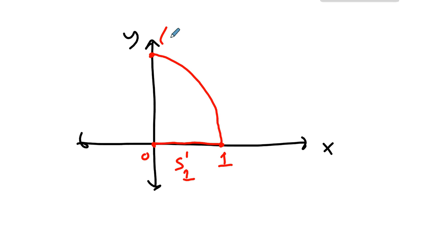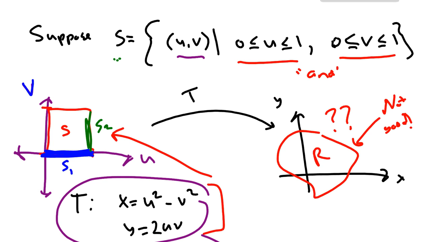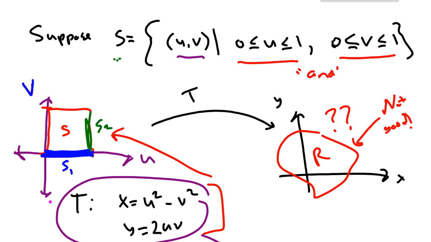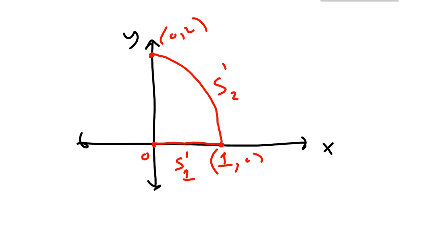And this here is the point 0, 2. This over here is the point 1, 0. And we'll call this side S2 prime. So what we're starting to see is that this nice square we had, let's just put this thing around it, this nice square that we had in this 2D world is turning into some kind of curved shaped object.